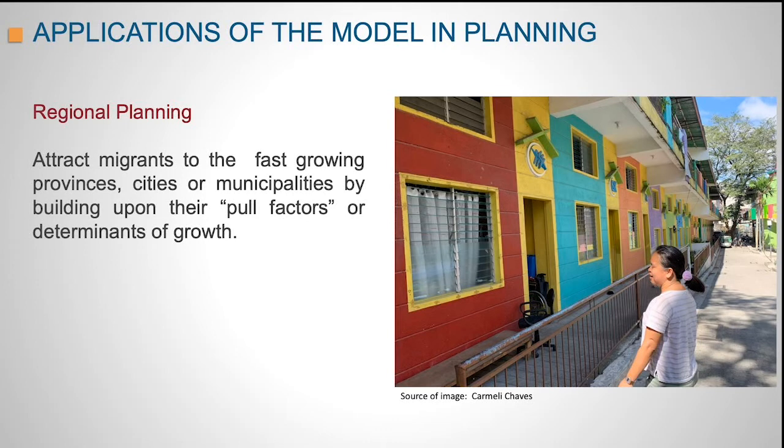Attract migrants to the fast-growing provinces, cities, or municipalities by building upon their pull factors or determinants of urban growth. These pull factors draw people to a particular destination. In many cases of rapidly growing areas, these pull factors include greater economic opportunities, effective and efficient infrastructure, and enhanced access to basic services. In general, immigration to a growth area speaks well of it. This means that the locality has characteristics that attract migrants who can be tapped as a potential workforce.